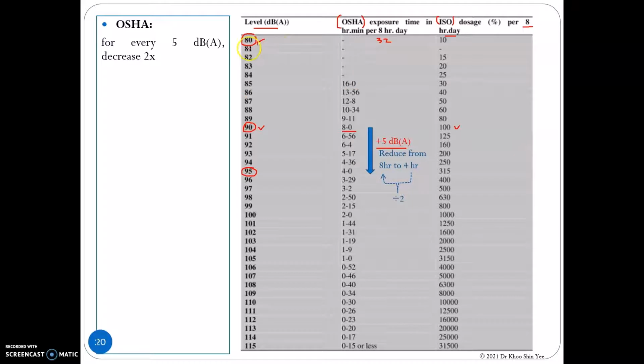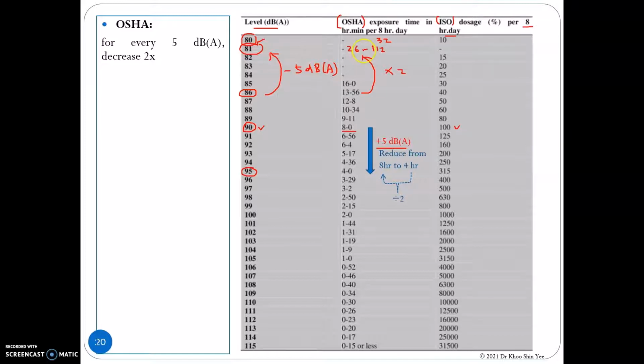To find the exposure time at 81 dBA, you can refer to the 86 dBA, where for every reduction of 5 dBA, the exposure time will increase by 2 times. So 13 hours and 56 minutes. If you multiply by 2, then you obtain the OSHA exposure time to be 26 hours, that's with the 112 minutes.